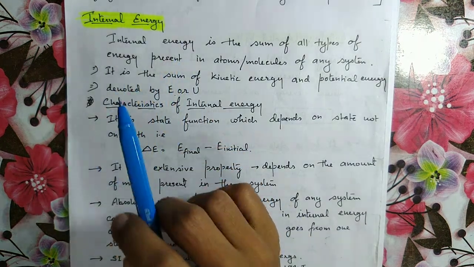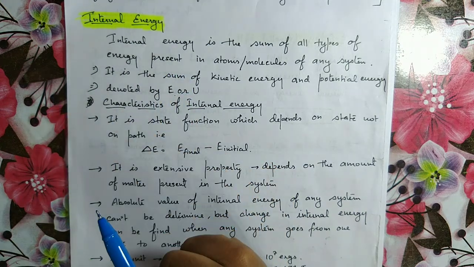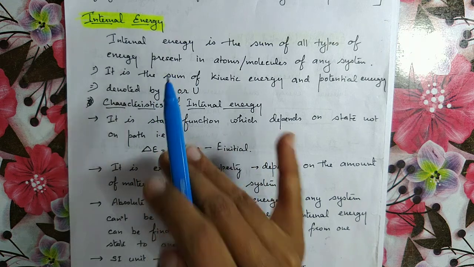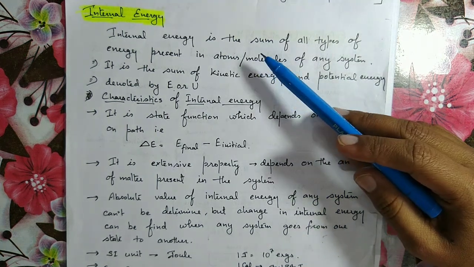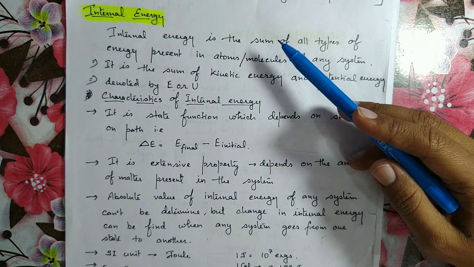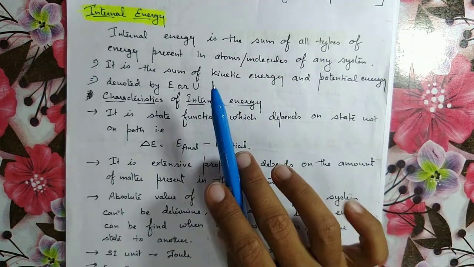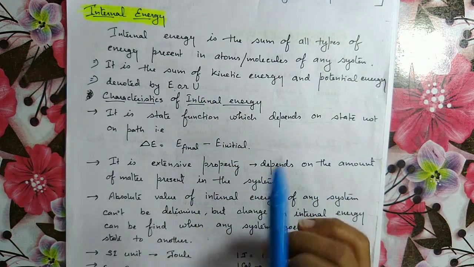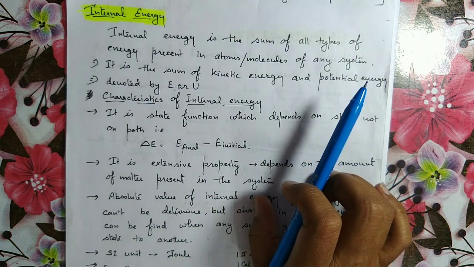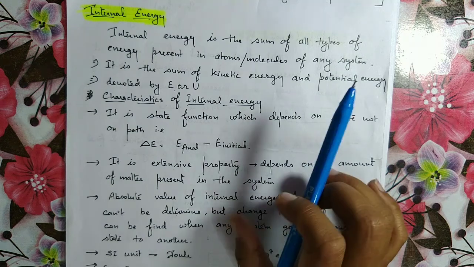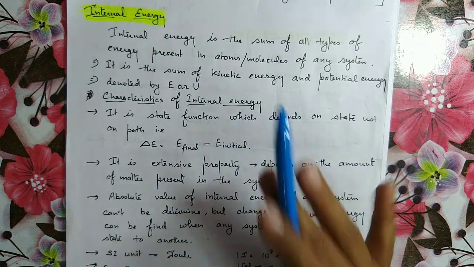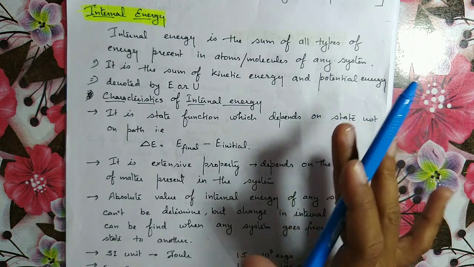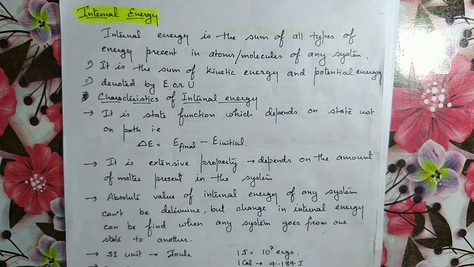Internal energy. What is this? Internal energy is the sum of all types of energy present in an atom or molecule present in any system, right? It is the energy possessed by a system due to vibrational, translational and rotational motion of the molecules. It means it is the total sum of kinetic energy, potential energy, rotational energy, vibrational energy and all that. Any system is made up of atoms and molecules, and it is the amount of energy present in the atoms or molecules present in any system, right? It is denoted by E or U.